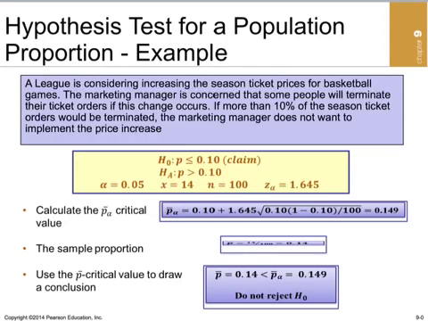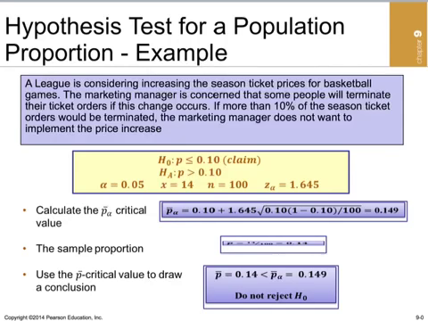We're going to state that, no, we're not going to lose anybody. We're not going to have more than 10% of people actually terminating the orders. So we will assume that our null hypothesis is that less than or equal to 10% will actually give up the ticket orders. And then we'll make the alternate hypothesis that the true proportion is greater than 10%.